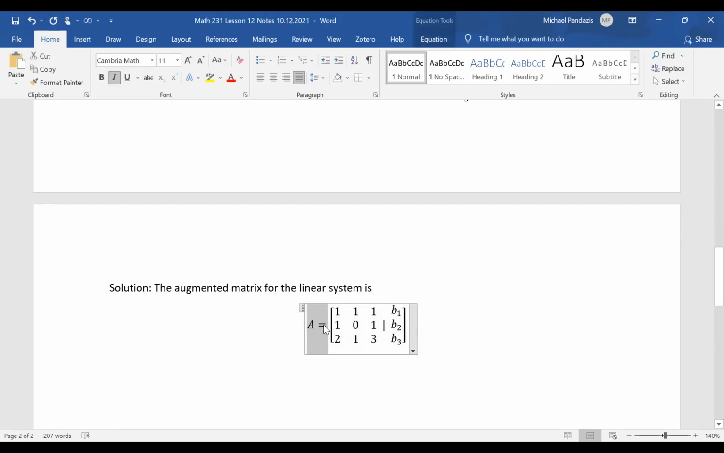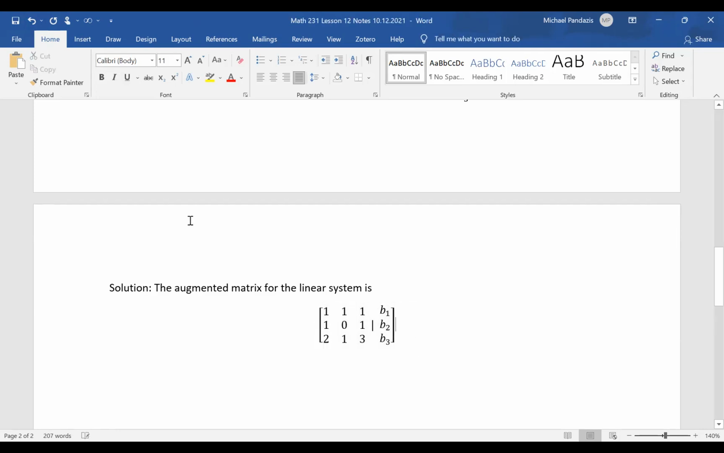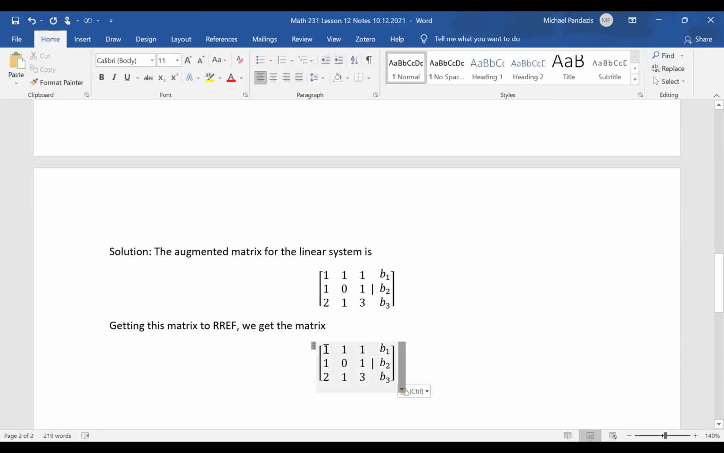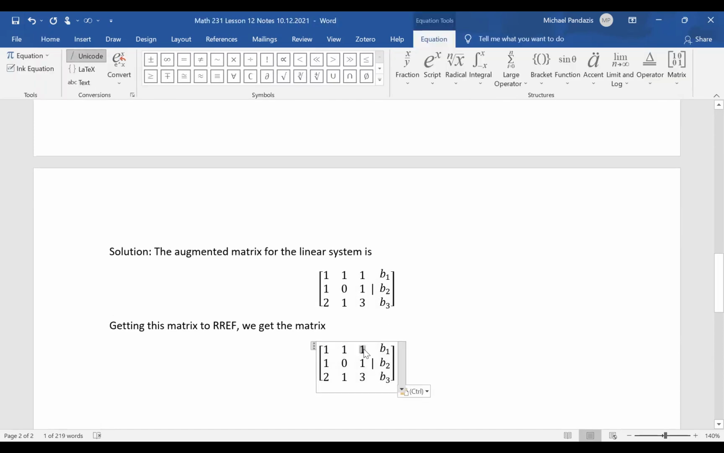So the augmented matrix for the linear system is that one. It's not A. A is the coefficient matrix. So that's the augmented matrix for the linear system. Getting this matrix to reduced row echelon form, we get this matrix. So this is that augmented matrix in reduced row echelon form. I'm just going to plug in the new values, what it is after it goes into reduced row echelon form.